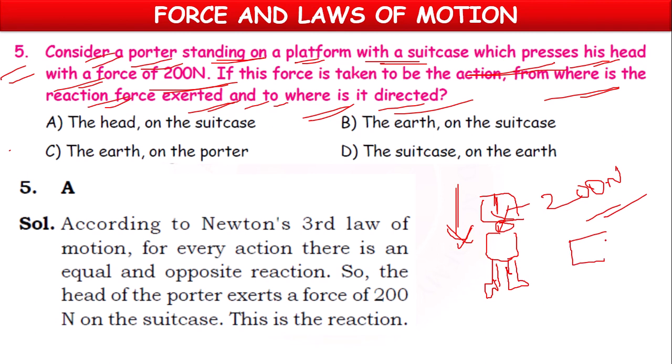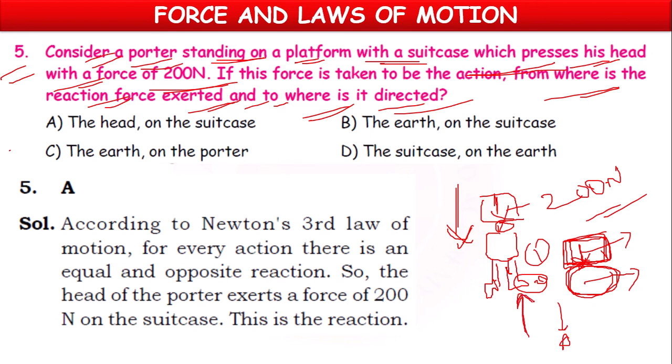Action and reaction always act in pairs, opposite to each other and on different bodies. Here the surfaces in contact are the suitcase and the head of the porter. If the suitcase presses the head of the porter, and that is taken as action, then the head of the porter presses the suitcase in the opposite direction, upwards. That will be considered as reaction. So the force exerted by the head on the suitcase is known as the reaction force. And where is it directed? Towards upwards.